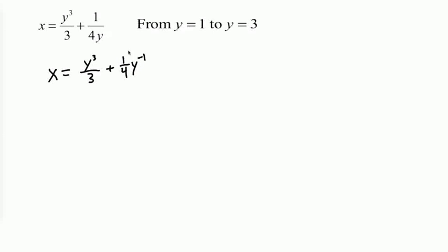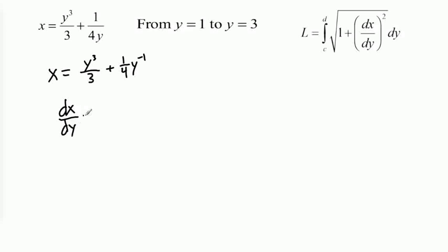Since we're doing a function of x with respect to y, we have to use this equation. So I need to find dx/dy. In other words, I need to find the derivative of this with respect to y. That is going to be y squared plus, now this negative is going to make this negative, 1/4 y to the negative 2. So there's my derivative, and I'm going to plug it into this equation right here.